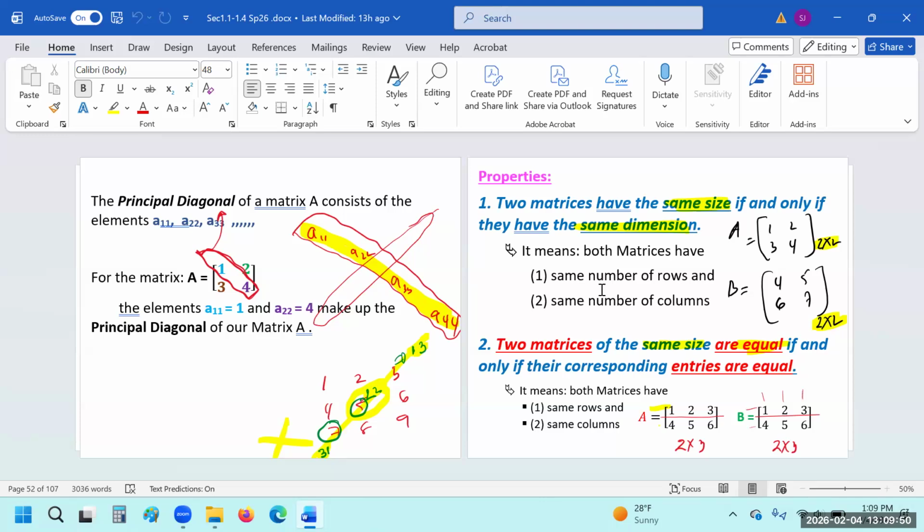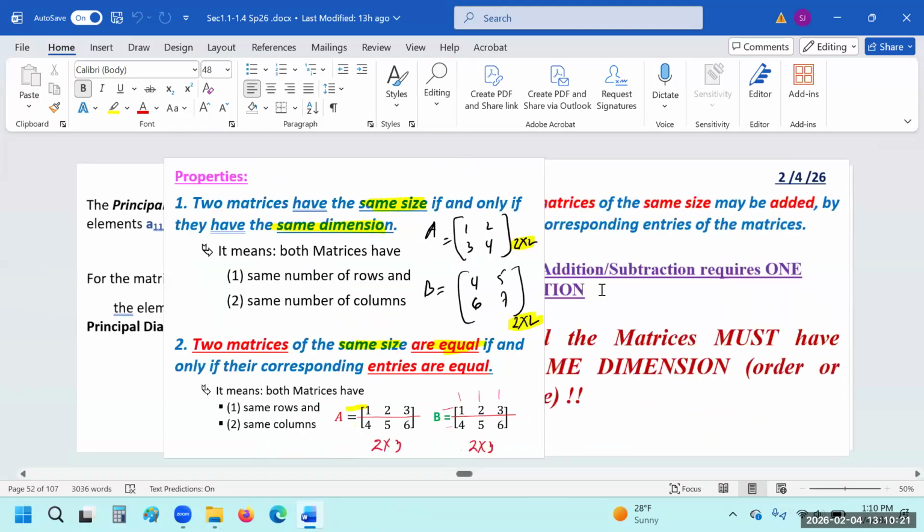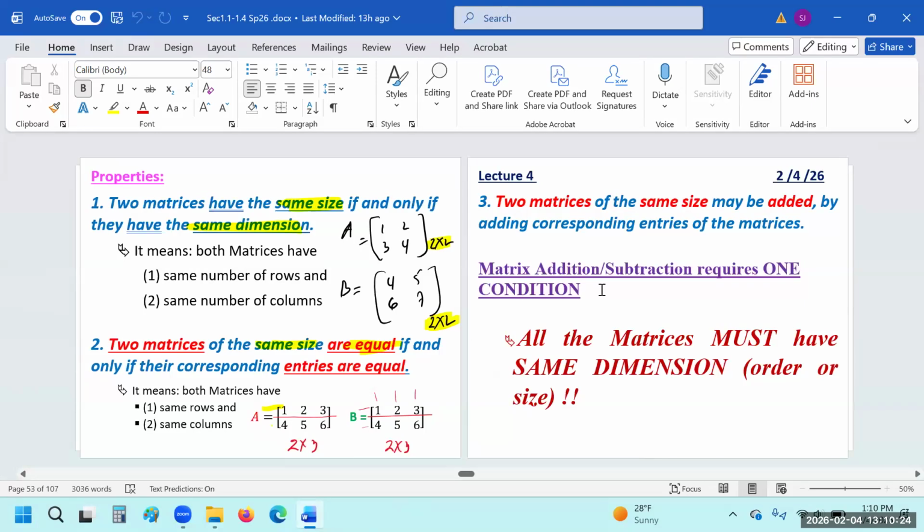Okay, so in our last class, we started talking about properties of matrices. Two matrices have the same size if and only if they have the same dimension, meaning the number of rows and number of columns have to be the same. Two matrices are equal if they're identical, with the exact same elements. The third property: two matrices of the same size can be added or subtracted, even if the elements are different.